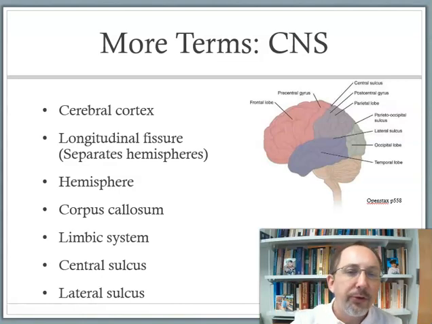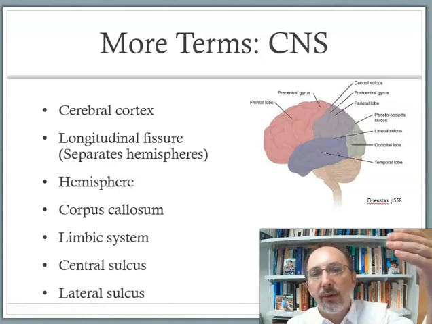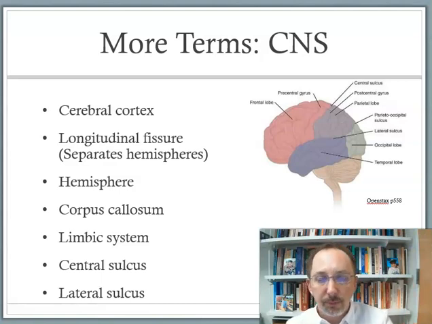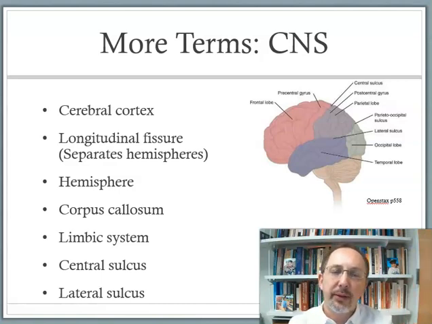The limbic system we also can't see from this image because it requires a sagittal view. It includes things like the thalamus, hypothalamus, and related structures. Your central sulcus is separating your frontal from your parietal lobes, and the lateral sulcus, also called the Sylvian fissure, separates your temporal from your frontal lobes.